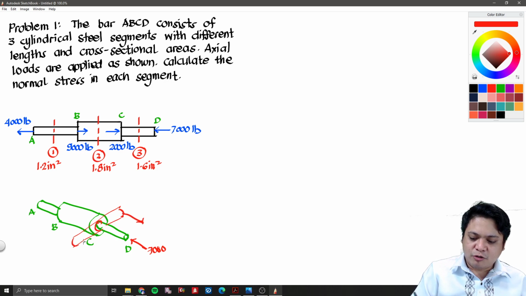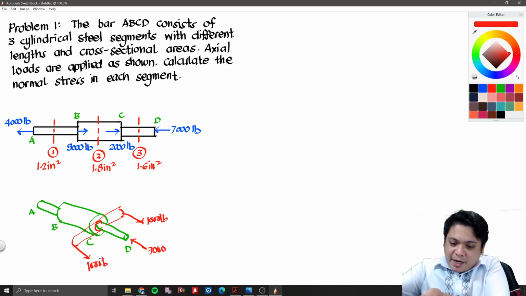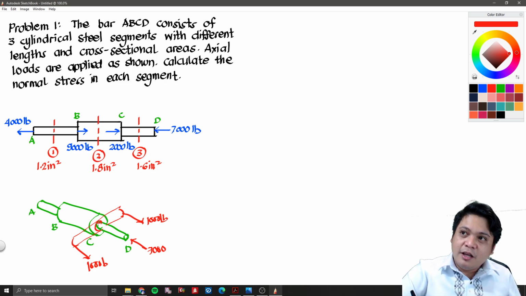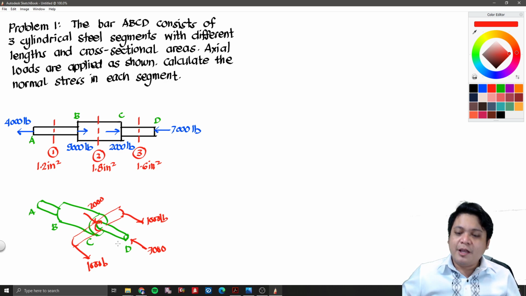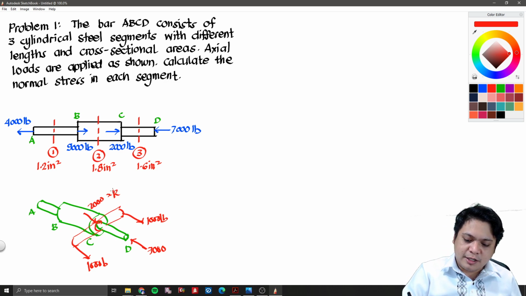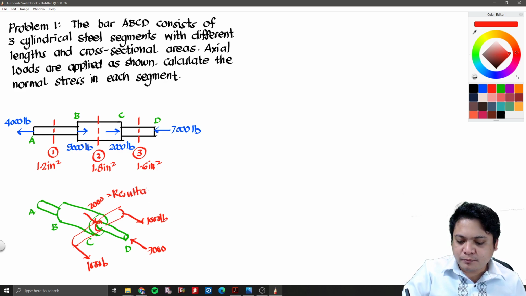Tapos, hinihila ko to ng around, let's say, 1,000 pounds. And then, dito is another 1,000 pounds. Okay? So, kapag hinihila ko yun ng paganon, hinihila ko rin doon ng around 2,000. Okay? So, parang yung resultant ng dalawa, which is 1,000 and 1,000, napupunta doon. So, this is resultant. Okay? Yun yung mga resultant.